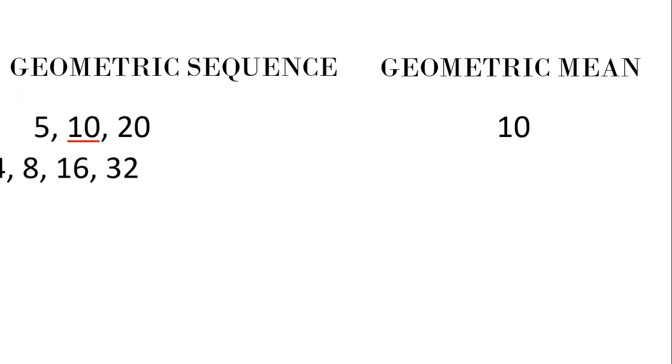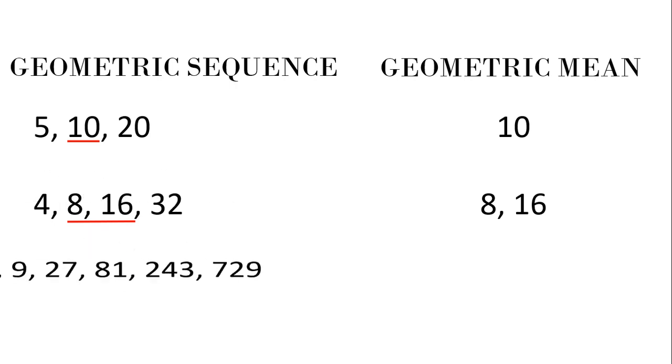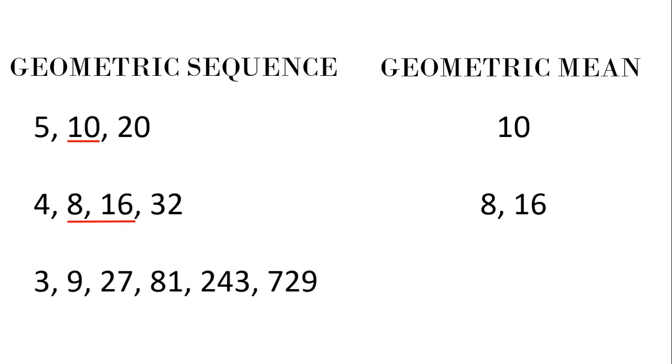Another example is 4, 8, 16, 32. Geometric mean niya ay 8 at 16. So, yung nasa gitna ng 4 at 32. And next, 3, 9, 27, 81, 243, 729. So, yung geometric mean niya ay yung mga nasa gitna.